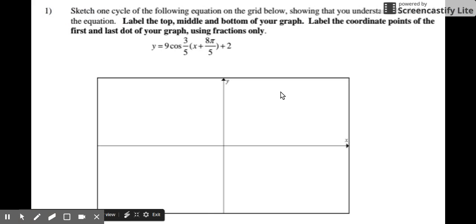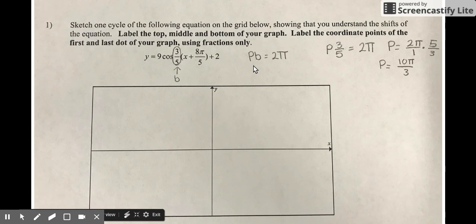So to start this, we will be writing PB equals 2 pi. We use PB to find either the length of one cycle, which means the space from dot 1 to dot 5, or to find the location of dot 5. Since we already have our b, which is the distance of one cycle, we'll plug that into the equation to get p times 3 over 5 equals 2 pi.